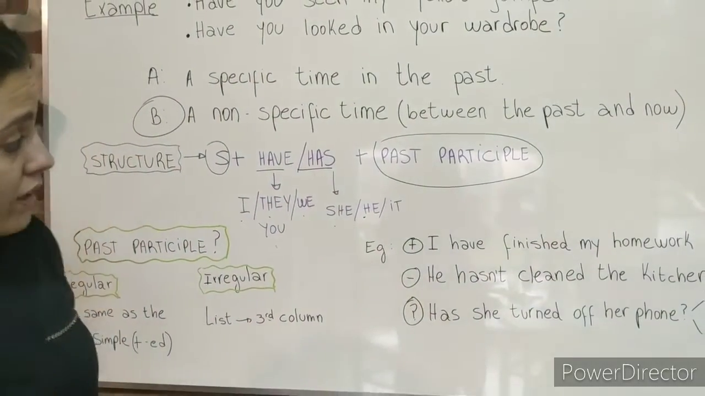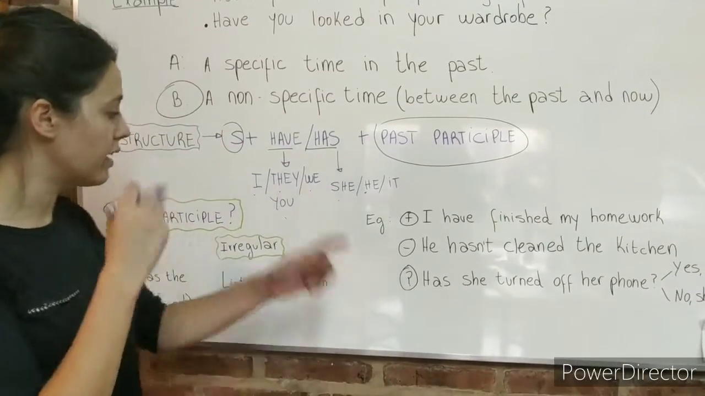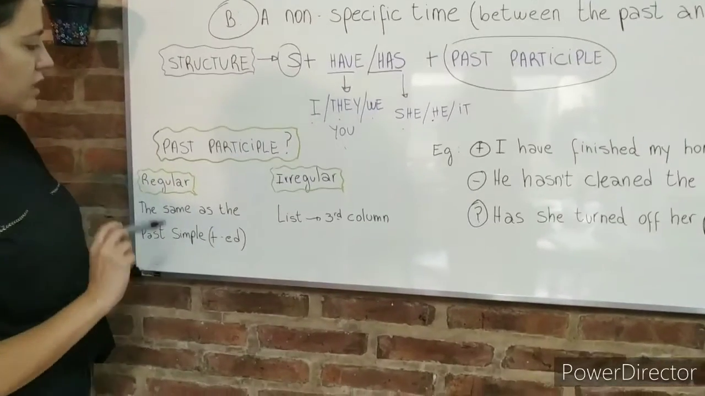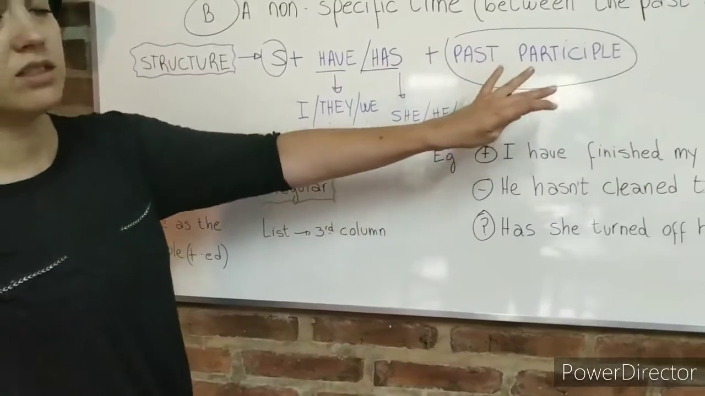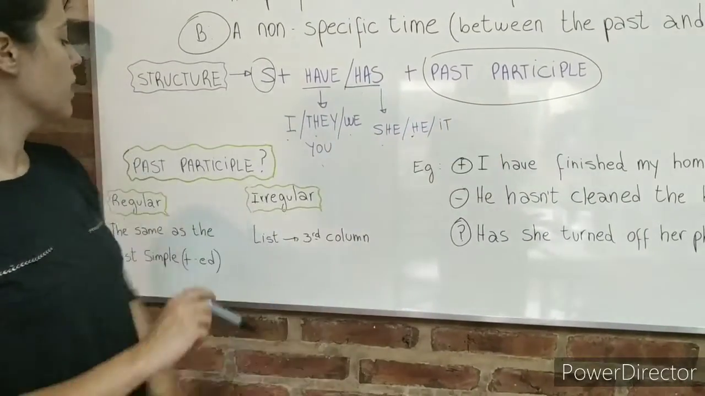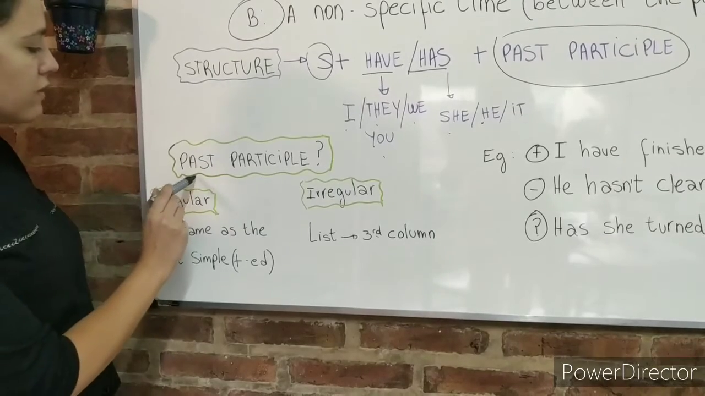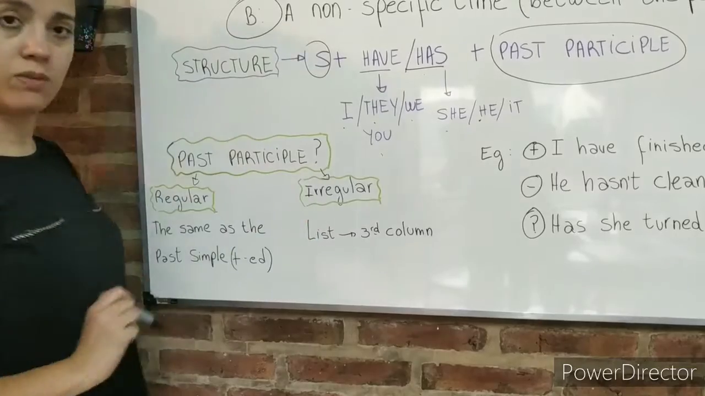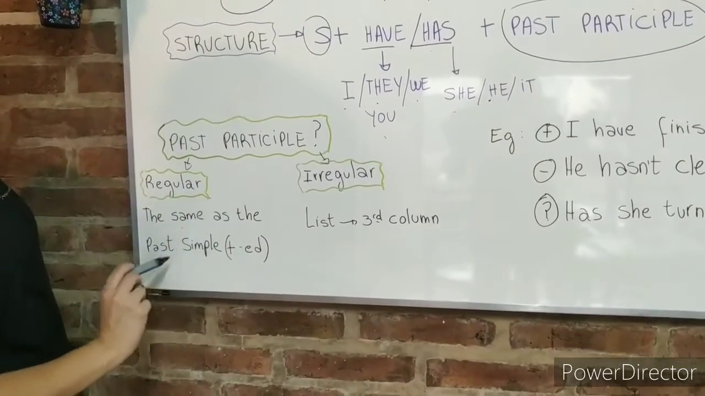Now I think that you are going to ask, okay, what's the past participle? That's probably your doubt. The past participle is this. We have two types, the regulars and the irregulars. The regular past participles are the same as the past simple.